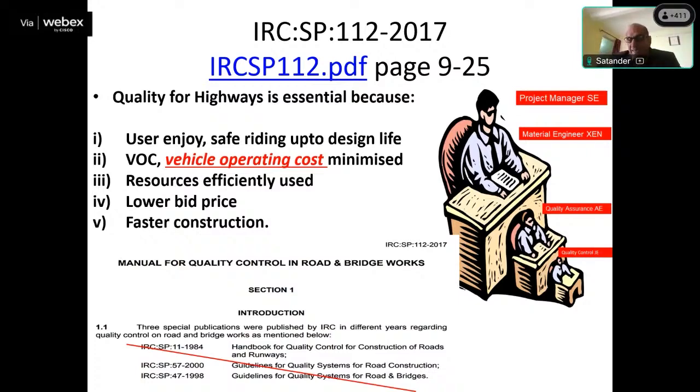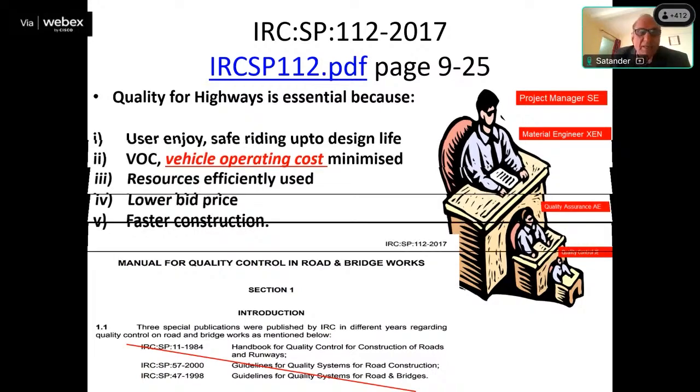Everyone, the first one will check. Suppose the contractor, he will check 100%. The consultant will check, say, 5 to 10%. The client will check 1%. This is written in the code. I will just come step by step.